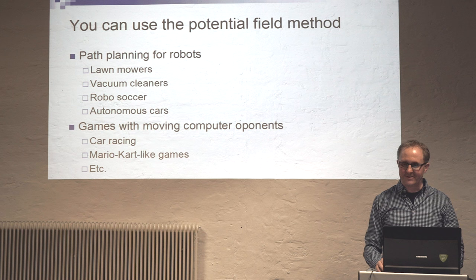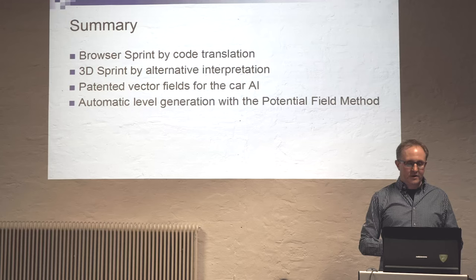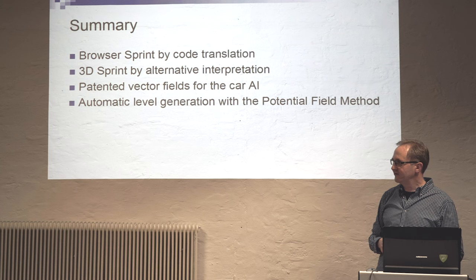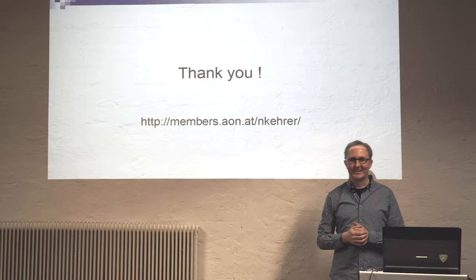Let me summarize. I showed you how you can make a browser sprint by translating the original code and get a browser game. I showed you how to make it 3D by reinterpreting the screen memory. I told you about the patent on the vector fields for the car AI and the Atari machine. And I showed you something about automatic level generation based on the potential field method. That's all. I thank you very much for having me here.